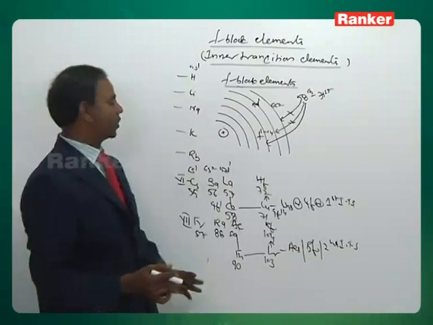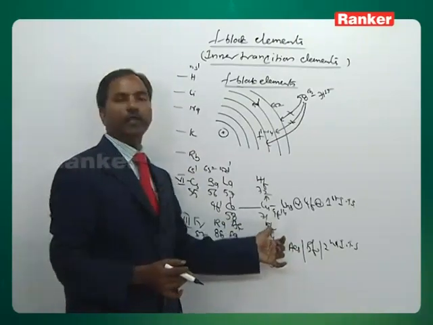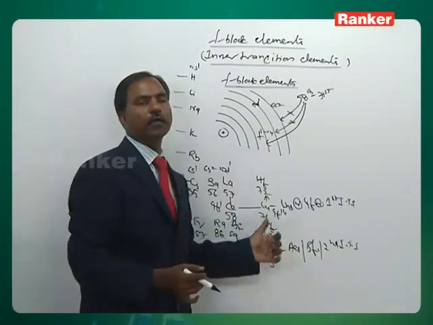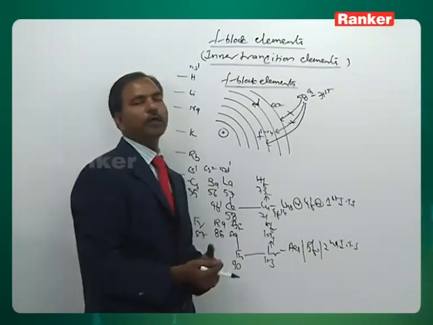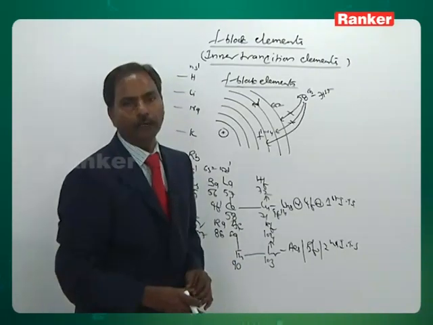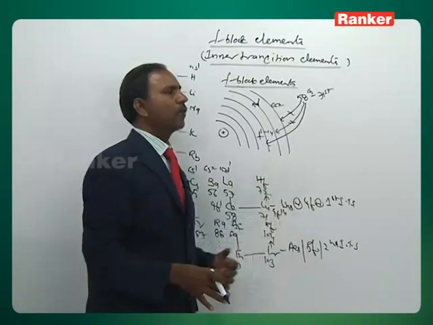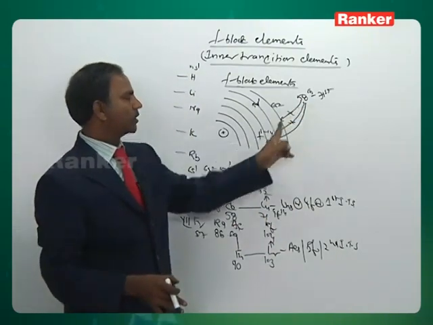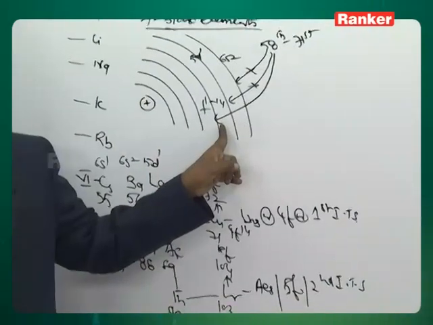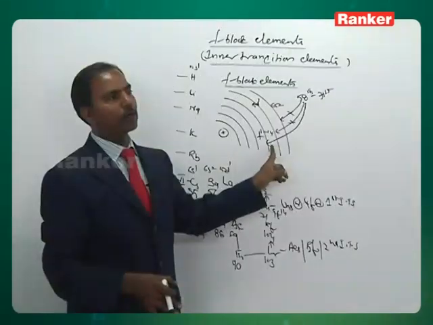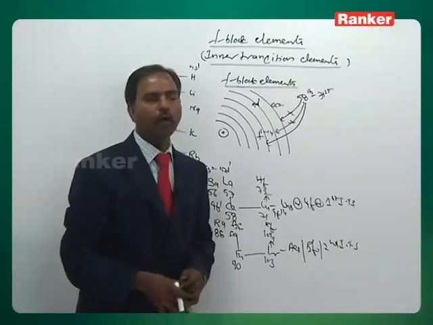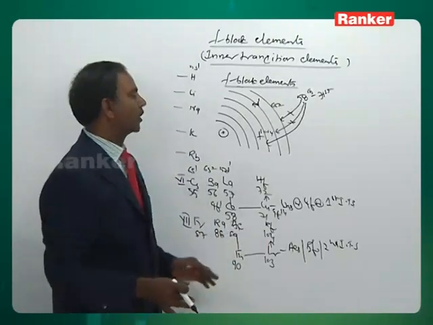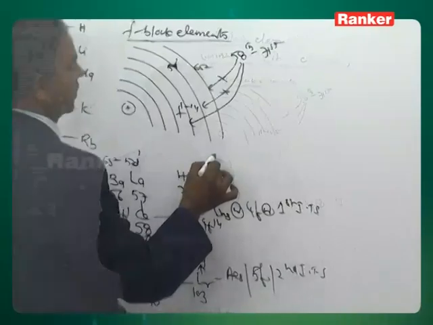So the elements in which the differentiating electrons enter into f orbitals of the anti-penultimate shell are known as what? F block of elements. The elements in which the differentiating electrons enter into f orbitals of the anti-penultimate shell are known as f block of elements. Let us see what are inner transition elements.